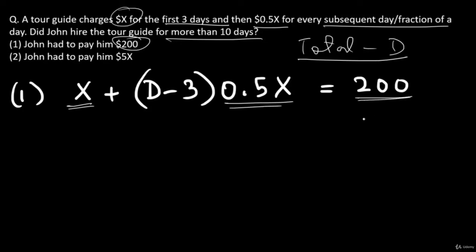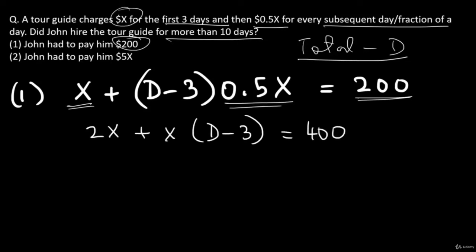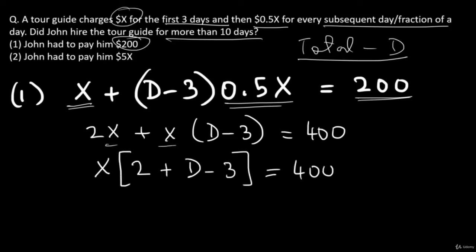Alright, let's try to simplify this. Now, this is 1 by 2x, right? So let me multiply the equation throughout with 2. So I get 2x plus x into D minus 3 is equal to 400. Now I have x over here and x over here, so let me take that out. So I get x into 2 plus D minus 3 is equal to 400, or x into D minus 1 is equal to 400. Now, this is not sufficient to find out whether D is greater than 10, right?